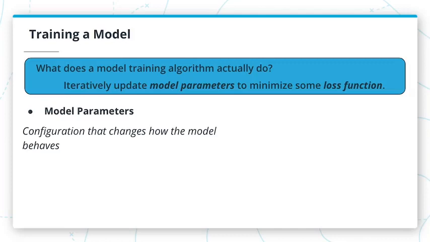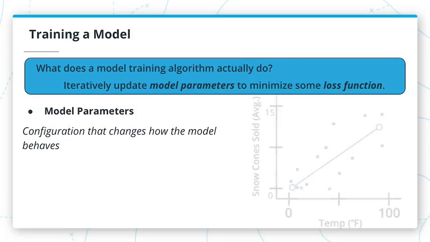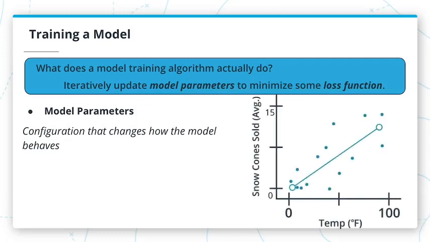Depending on context, you'll also hear other more specific terms used to describe model parameters, such as weights or biases. Taking a look at this snow cone example, since we were trying to fit a linear function to this data, the parameters would be the orientation and location of the line.